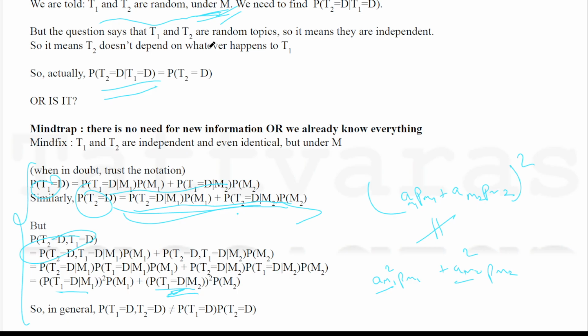So I hope you found it interesting. A lot of technicalities and a kind of mind trap which has a philosophical connotation as well. We think we know everything, or we think we don't need to incorporate new information, but more often than not we don't know everything and we have to incorporate new information coming to us.